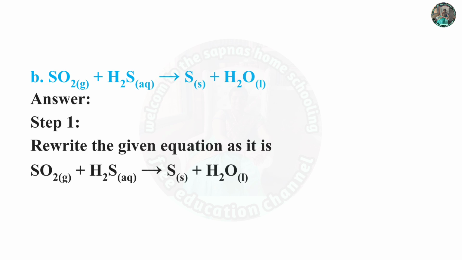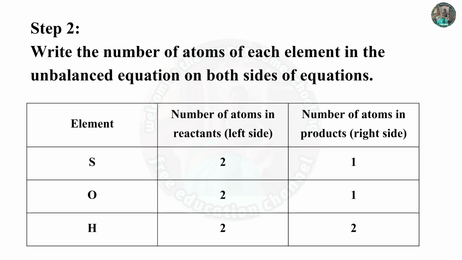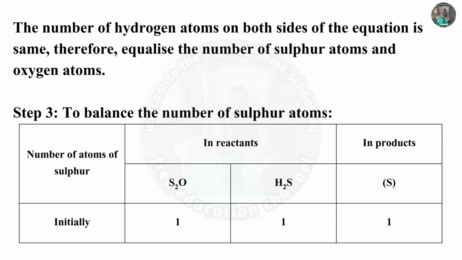B. SO2 + H2S = S + H2O. Answer. Step 1. Rewrite the given equation as it is. Step 2. Write the number of atoms of each element in the unbalanced equation on both sides of the equation. Here there are sulfur, oxygen and hydrogen. So we have to see the number of their atoms on both sides. The number of hydrogen atoms on both sides of the equation is the same. Therefore equalize the number of sulfur atoms and oxygen atoms.